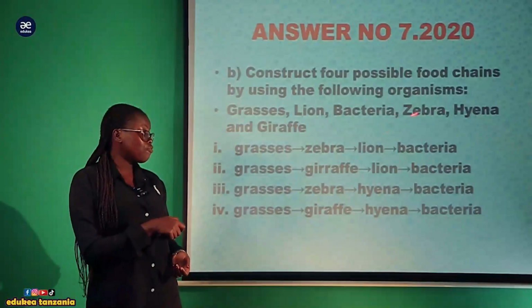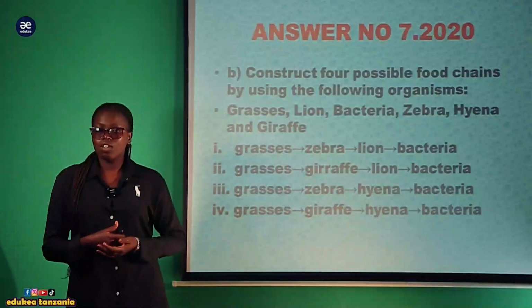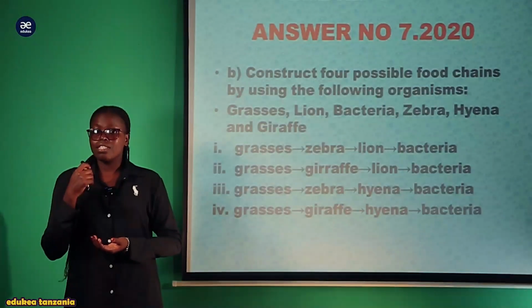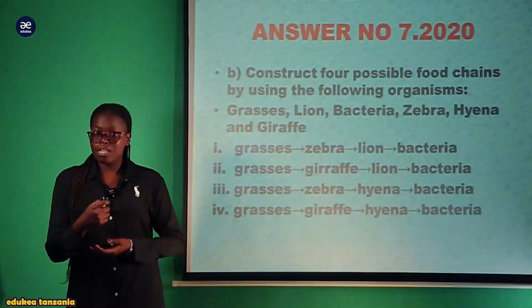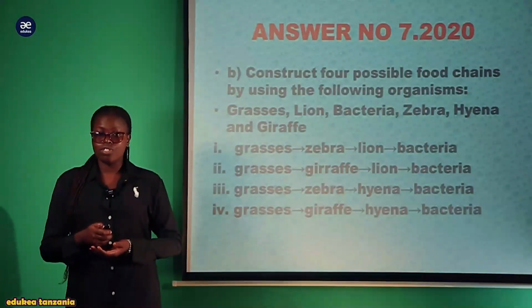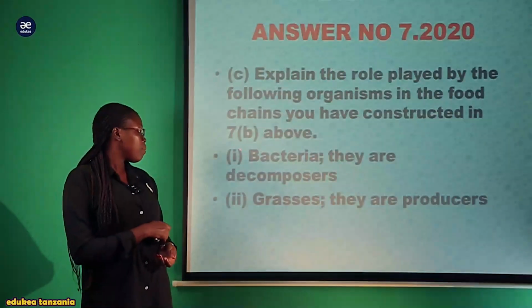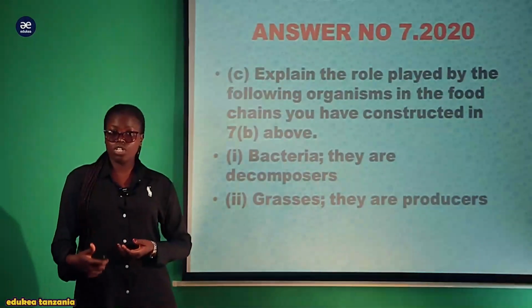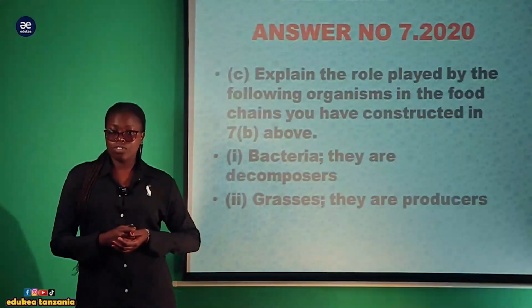So these are the producers. Lakini bacteria, these are the final consumers. So these are the decomposers. They tend to feed on those dead plant and animal remains so as to release back the nutrients that have been stored in these dead tissues into the ecosystem. So the bacteria, they are decomposers, and the grasses, they tend to function as producers in an ecosystem.